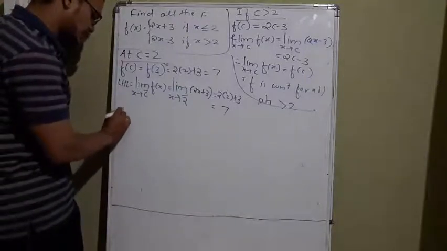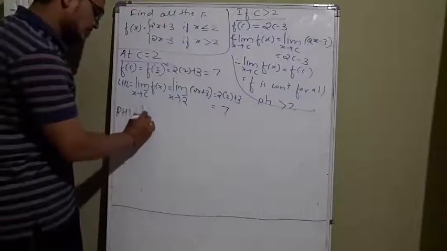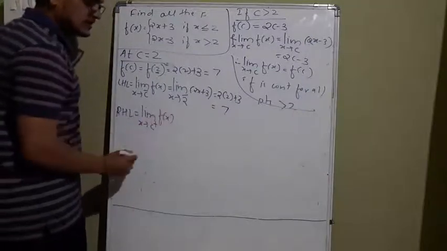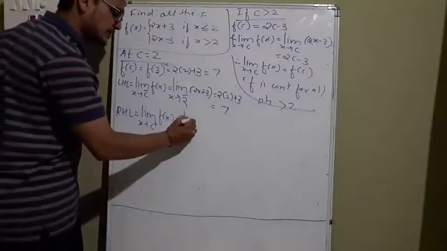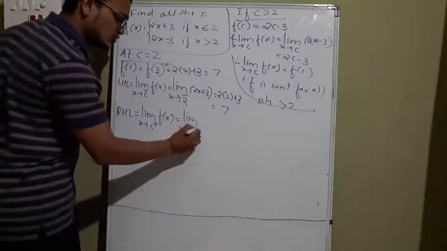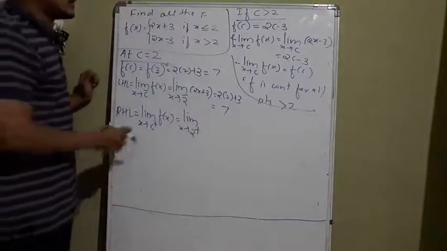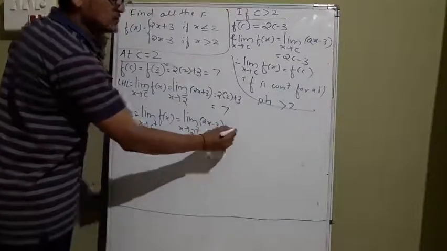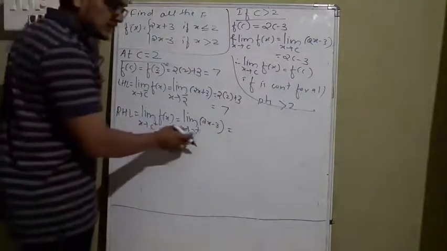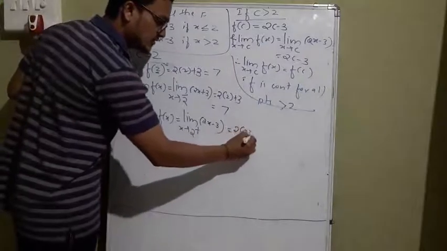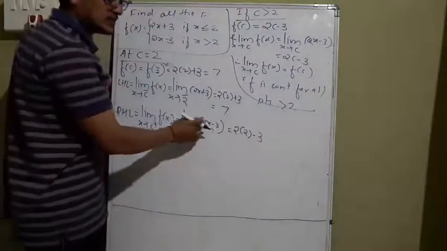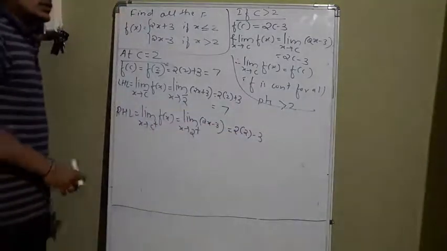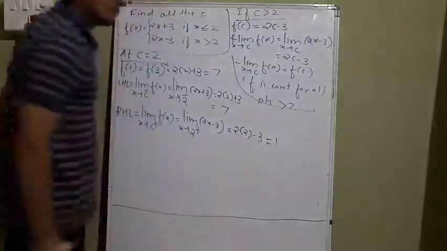Next you find out RHL. RHL is equal to limit x tends to c plus f of x. This is the definition. Now put the values. Limit x tends to 2 plus. RHL means greater than, and for greater than 2 function is 2x minus 3, which is equal to, now put the limit x tends to 2 here. 2 times 2 minus 3. In the place of x I have put 2, so 2 into 2 and minus 3 as it is. Now 4 minus 3 is 1.